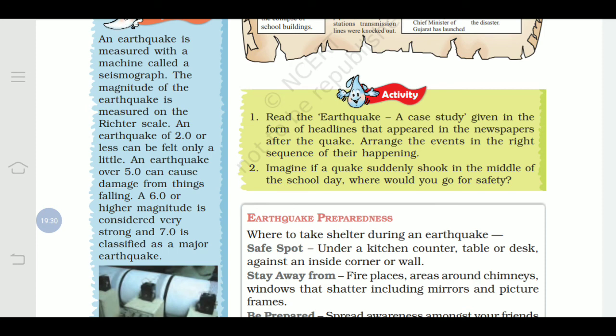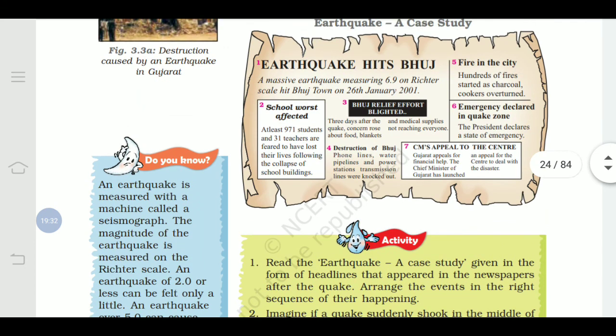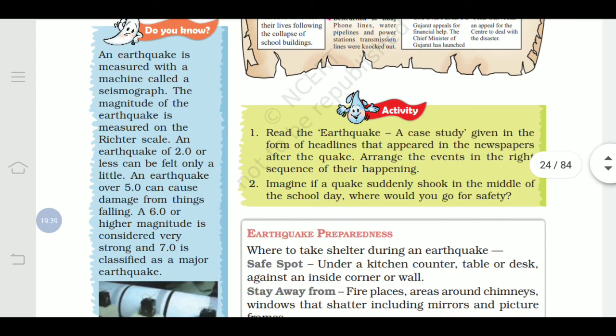So here you can see Bhuj was affected by an earthquake of what Richter scale? That is 6.9. So nearer to 7, you can say. So it was a major earthquake.